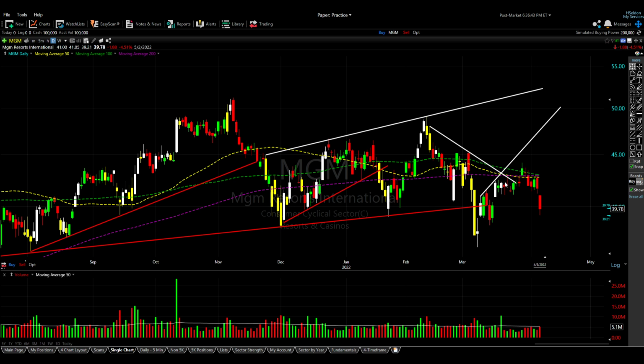You have 1, 2, 3 touches here, and then it's acting as resistance, and then finally it breaks through. It doesn't really break through until 2 days later. It could be blue or green. I mean, it's green because it does break through here. But there it is.